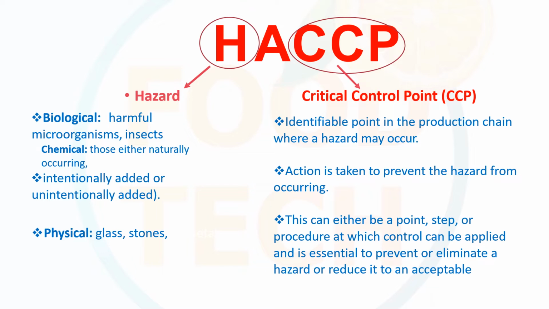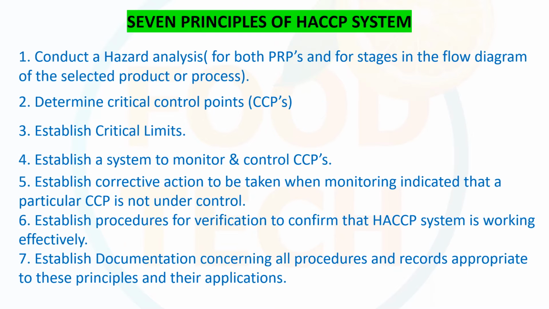And physical is glass, stones, the hairs of the food handler, the assessor, or the one who is inspecting all these things. So this comes under the physical hazards. And a critical control point is the particular point in the entire production chain where there is a likely occurrence of a hazard, and then action is taken to prevent that hazard. So that is about CCP.